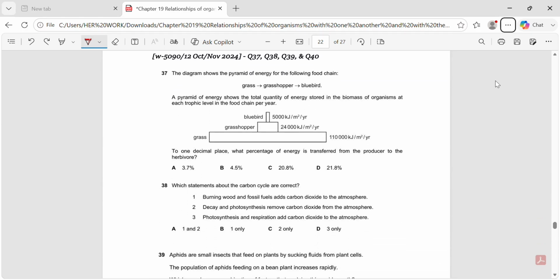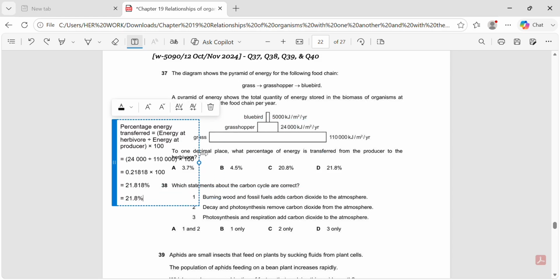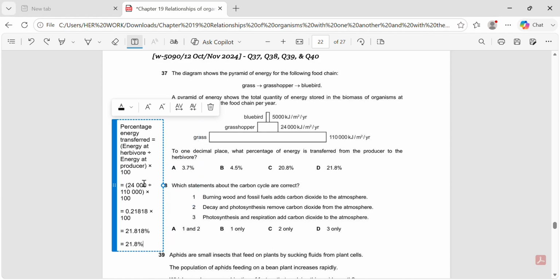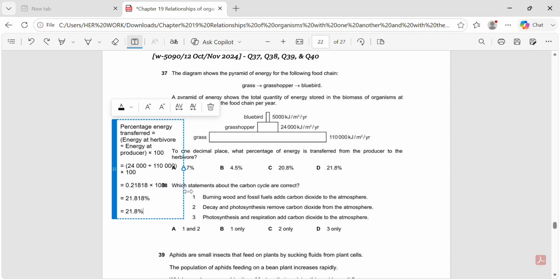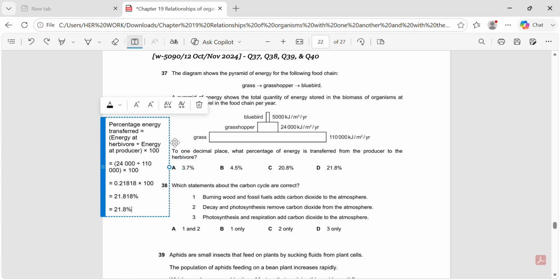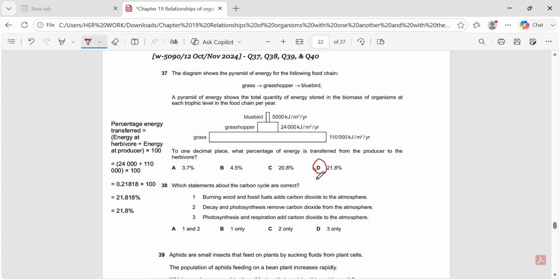Now, this question shows an energy pyramid for the food chain consisting of grass, grasshopper, and bluebird. In this food chain, the order of feeding is: the grass is eaten by the grasshopper, and the grasshopper is eaten by the bluebird. It asks you to calculate, to 1 decimal place, the percentage of energy transferred from the producer, which is the grass, to the herbivore, which is the grasshopper. To solve this, divide the energy stored in the herbivore by the energy stored in the producer and then multiply by 100. Using the values given, the percentage of energy transferred is approximately 21.8%. So, D is the correct answer.